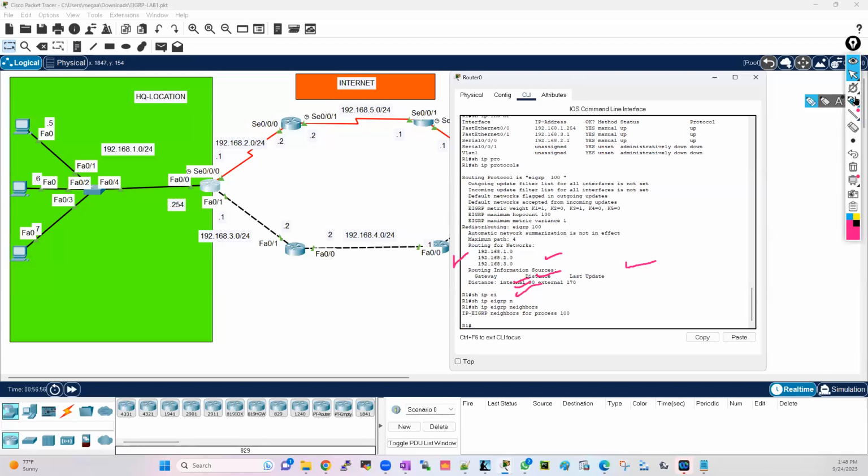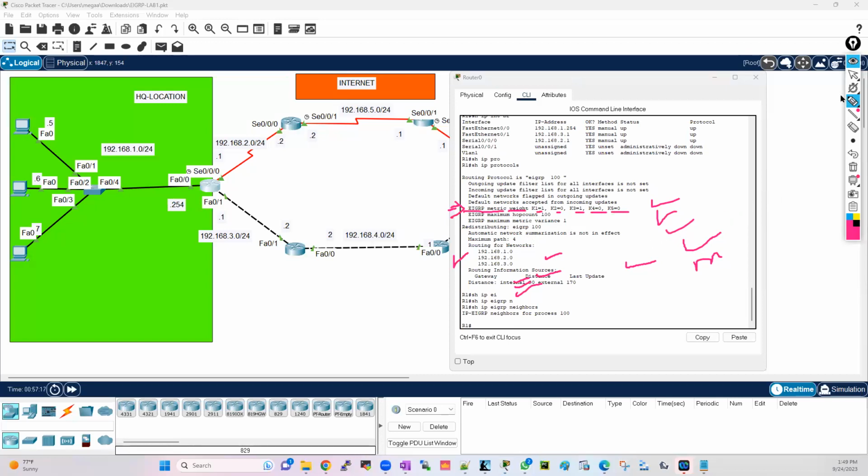And then I said something before. You see all these metrics. Look at them here. EIGRP metrics, weight, K1, K2, K3, K4, K5. They have the value, bandwidth, delay, reliability, MTU, and so on and so forth.